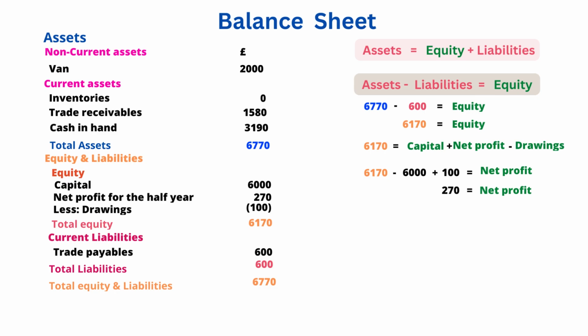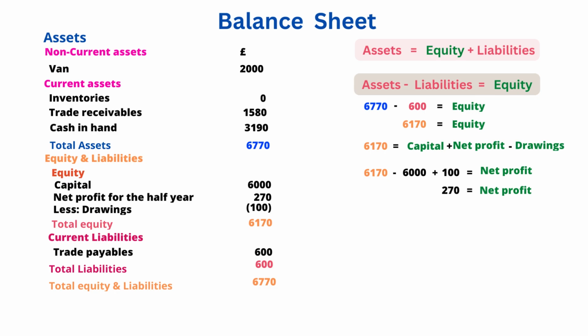Second one is trade receivables, £1,580. Cash in hand, £3,190. Total assets is £6,770. Now inside equity we have 3 accounts.